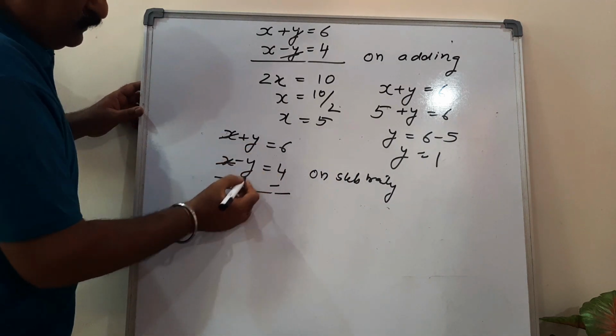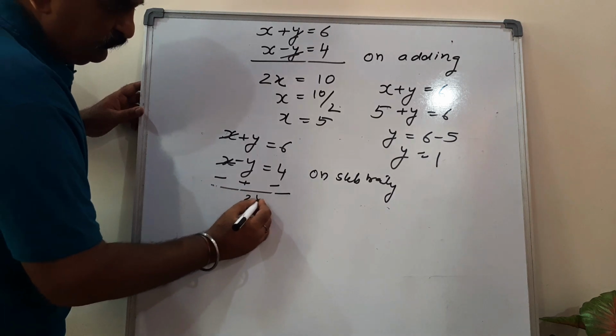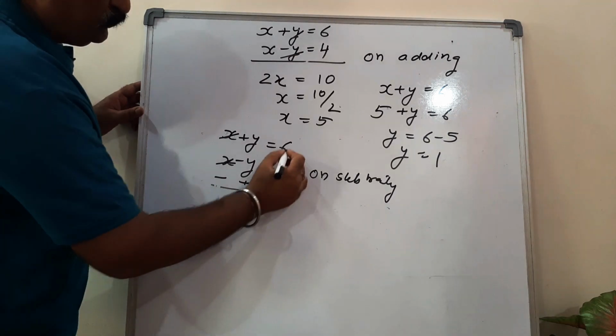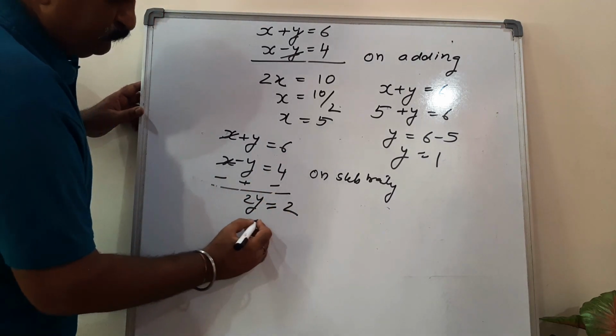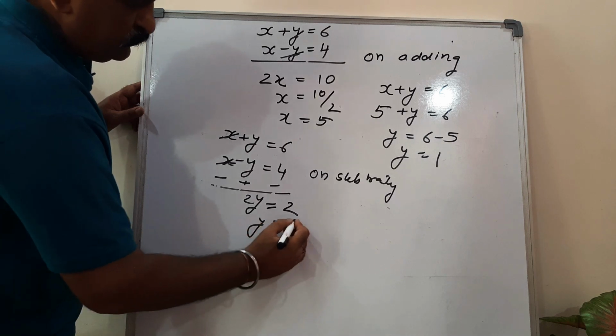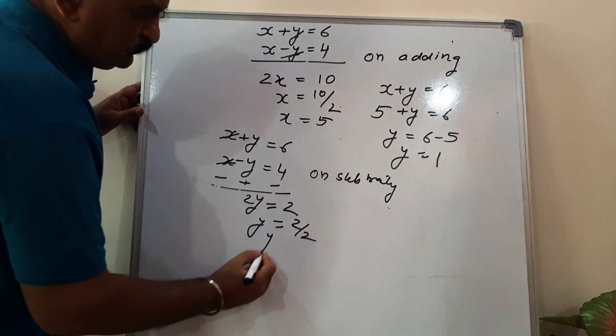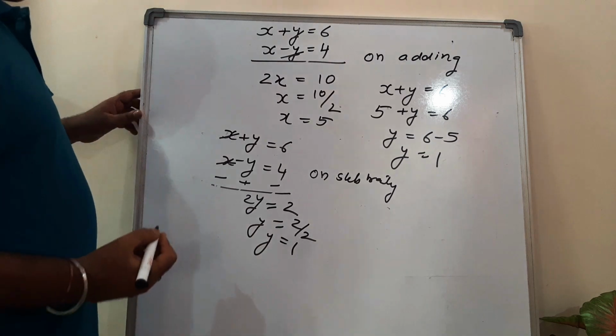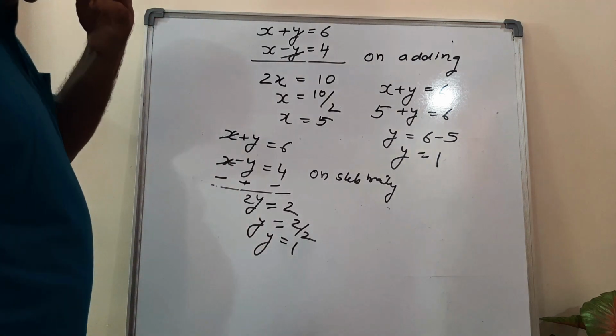Now, this is plus y and this is plus y. So, it becomes 2y. 2y is equal to 6 minus 4 means 2. So, y is equal to 2 upon 2. The solution is y is equal to 1. The value of y is equal to 1.